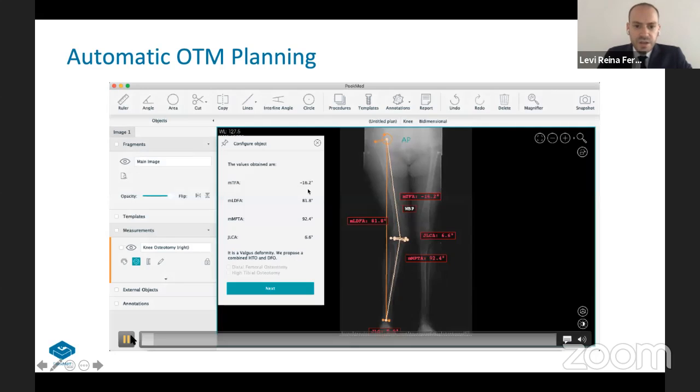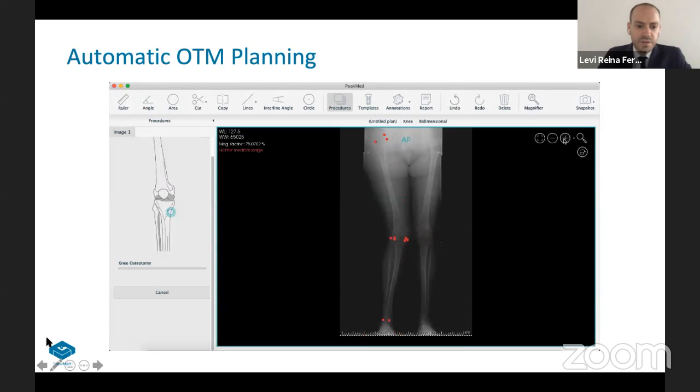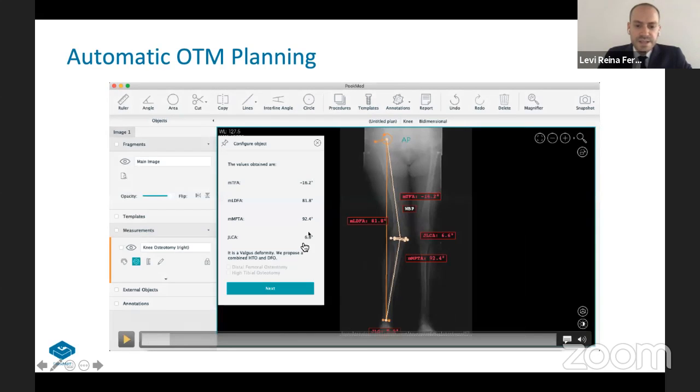So it's the same thing. It tells you it's a 16 degrees valgus, the valgus on the femur and the tibia. And let me just show you here. It has a 6.6 degrees of opening of the joint line congruency angle opening on the medial side. And since it's a valgus deformity, we propose a combined HTO and DFO.